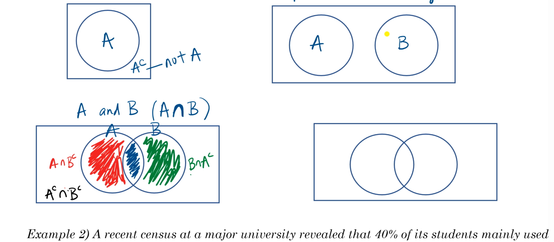So here's what that looks like. If event A was being male and event B was having ears pierced, then who's in the blue section? Who's in the overlap? Well, it's males with pierced ears. Who's in the red section then? Well, it's males who don't have their ears pierced. And then who's in the green section? Well, it's people who have their ears pierced but aren't males, so presumably it's females who have their ears pierced.